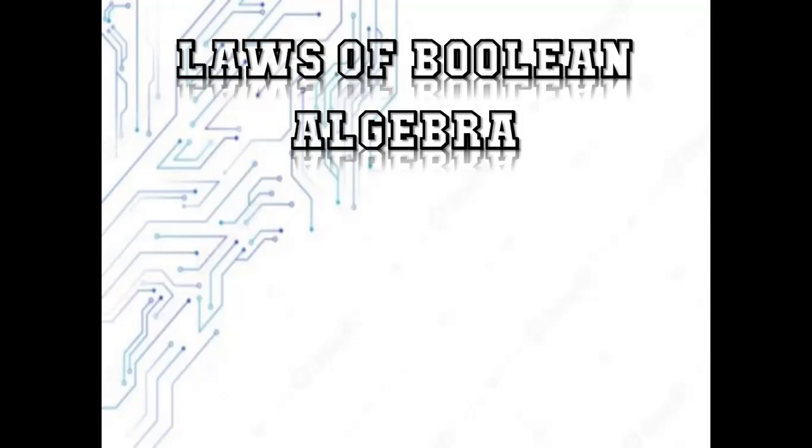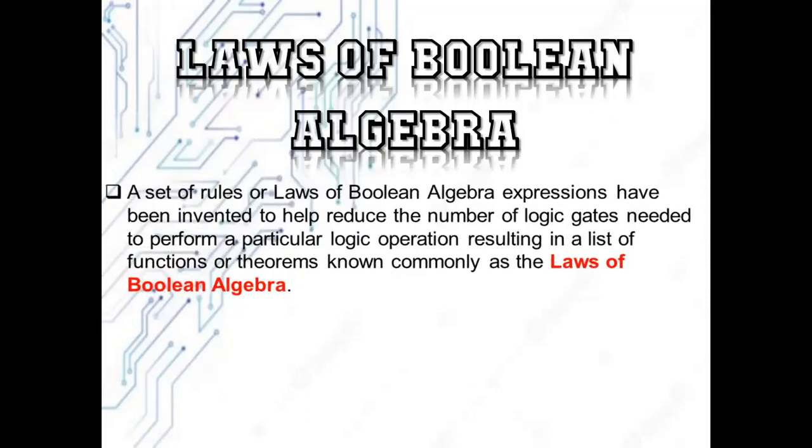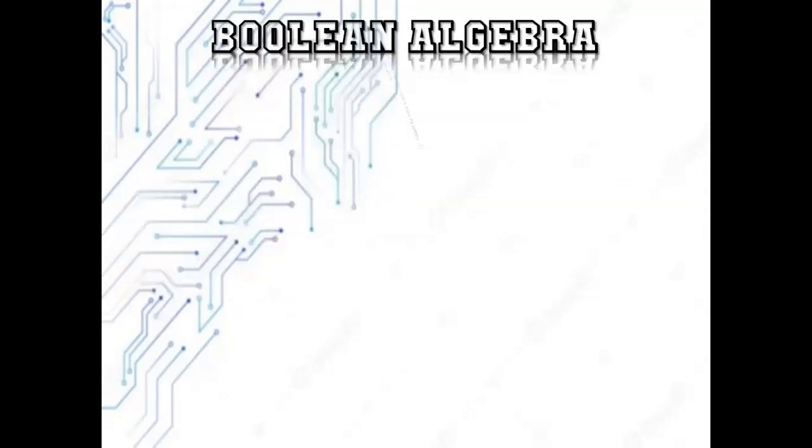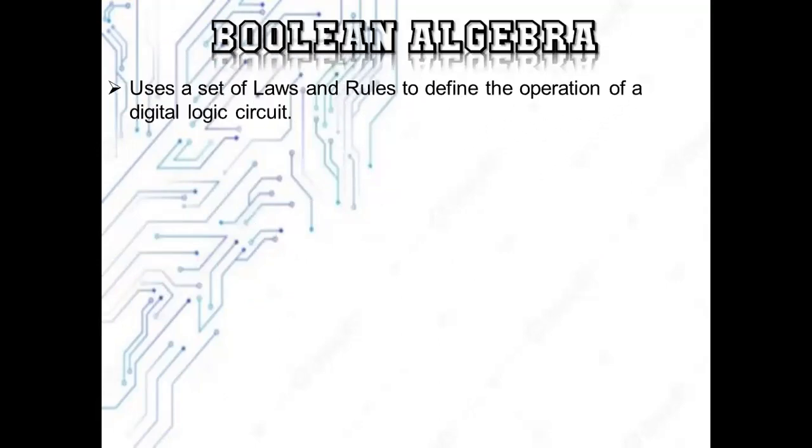Okay po. So, laws of Boolean algebra. It says here that a set of rules, or what we call the laws of Boolean algebra, expressions had been invented. What for? To help reduce the number of logic gates needed to perform a particular logic operation, resulting in a list of functions or theorems known commonly as the laws of Boolean algebra. So what is Boolean algebra? It uses a set of laws and rules to define the operation of a digital logic circuit.